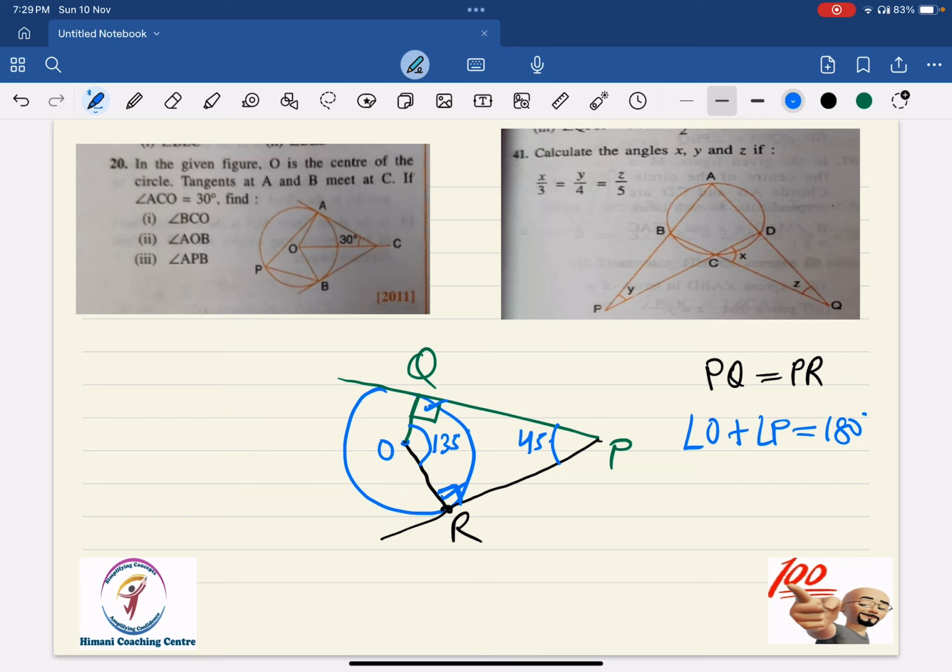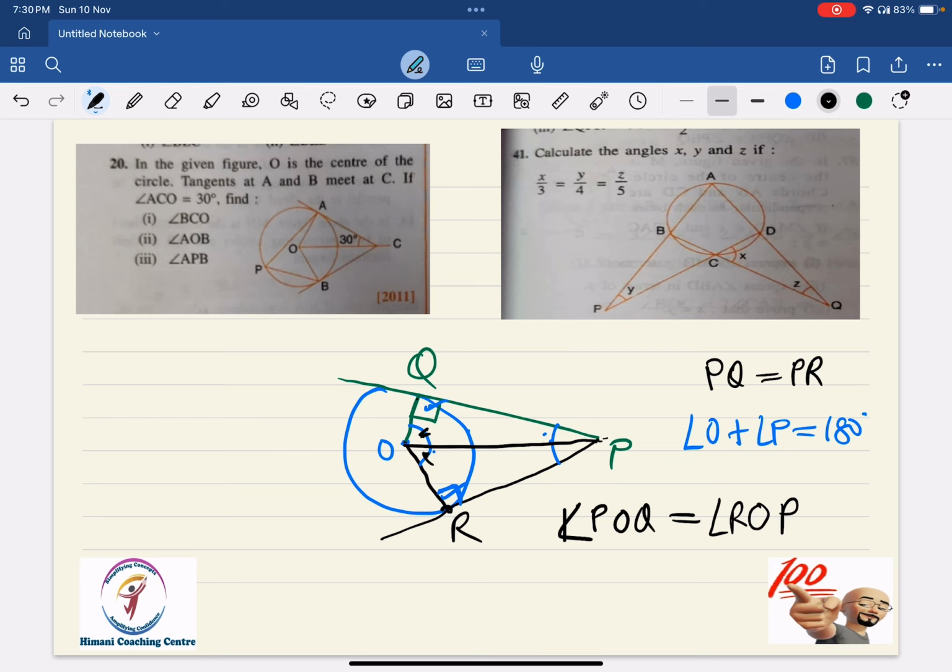Another important concept which needs to be known is, if I join OP, then angle POQ is always equal to angle ROP. We say tangents drawn from the same external point subtend equal angle at the center. Basically, OP is bisecting angle QOR. Okay, so angle POQ, which is this angle, is equal to angle ROP, or POR means the same.